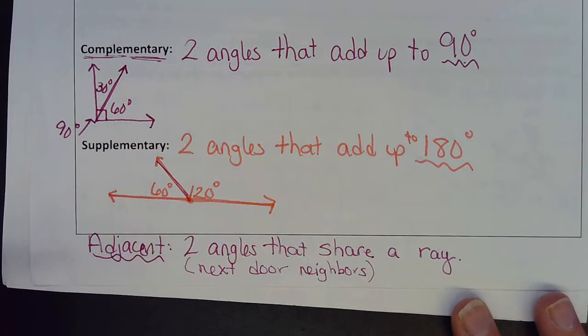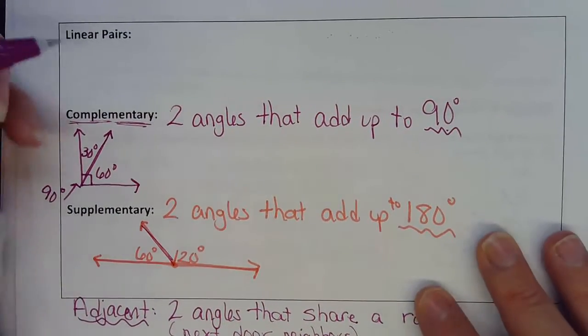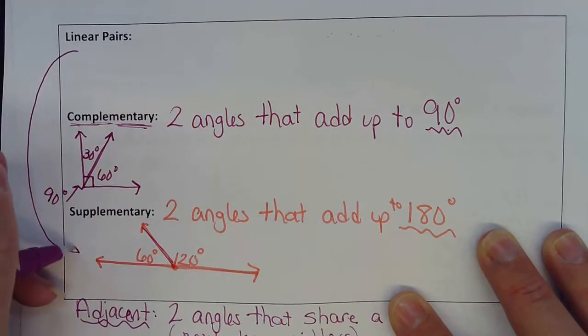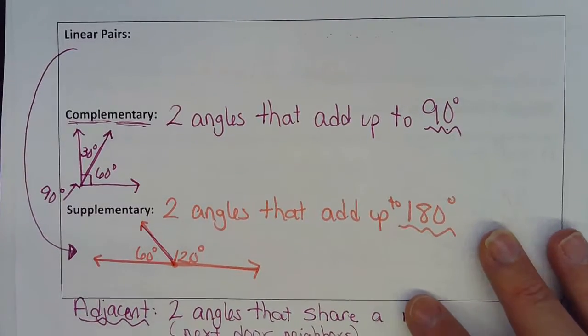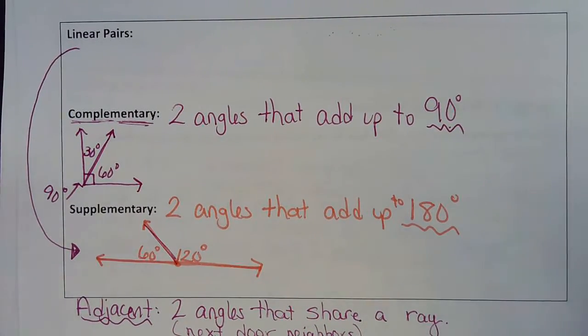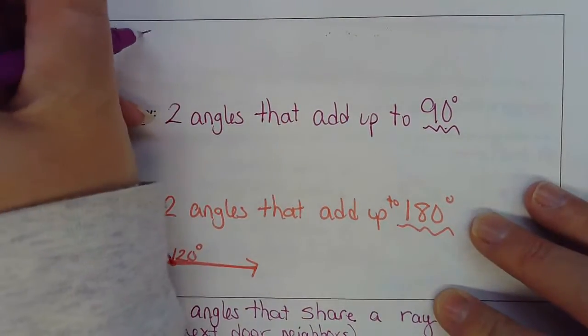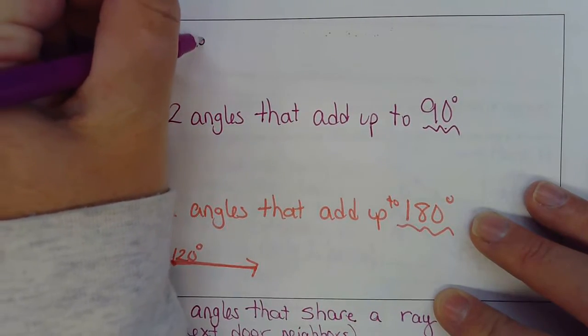The other term that we're going to chat about is linear pair. And honestly, linear pairs are basically these right here. I'm not even going to give you another term. Linear pairs are supplementary angles.